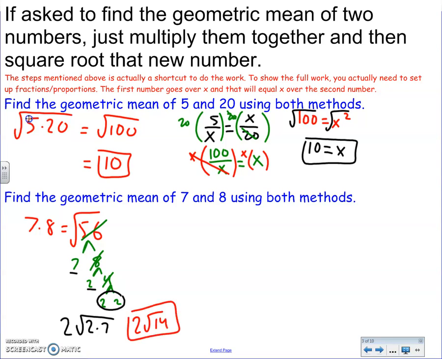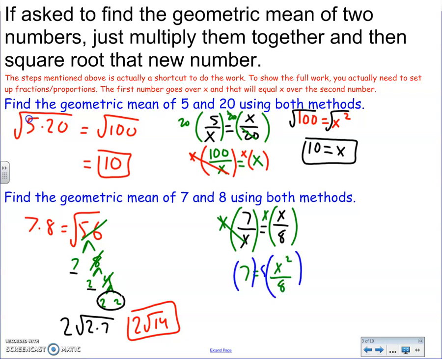All right. The second method, we'll do the fractions. First number over x, or y, doesn't matter, equals x over the second number. Get rid of fractions by multiplying by the denominator. I'll do x this time. So this is 7 equals x squared over 8. Then I multiply both sides by 8. So 56 equals x squared. Then square root it. Do the tree branch. I do have the work on the side, so I'm not going to redo it. I'll just say 2 root 14 equals x. All right, so that's how you find the geometric mean between two numbers.